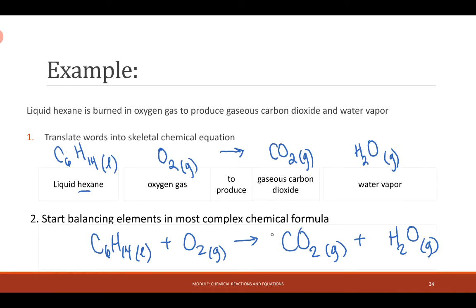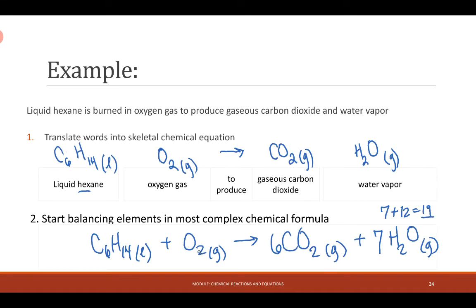So I'm going to put a 6 here so that I have 6 carbons on both sides. Then that says 14 hydrogens, and so I've got to put a 7 here. And so then I've got to count up my oxygens. I've got 7 oxygens from that compound, and then I've got 6 times 2, which is 12, which is 19. And so I've got 19 oxygens.